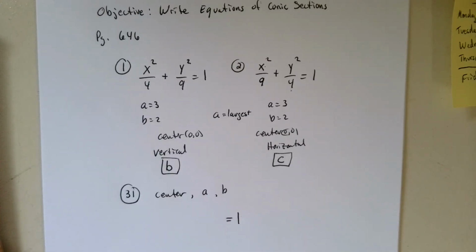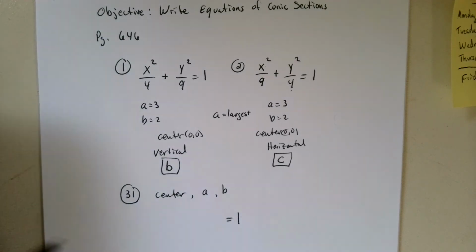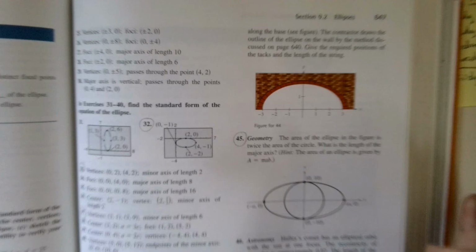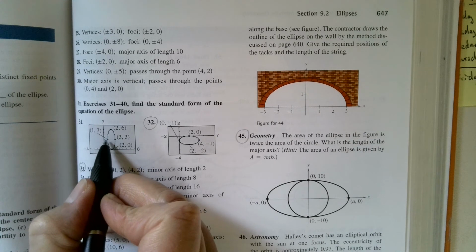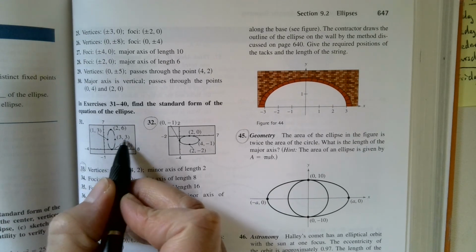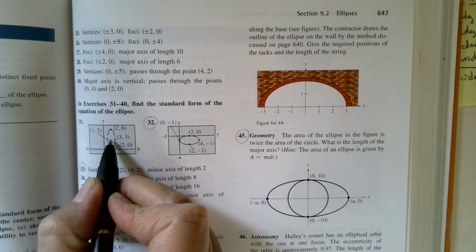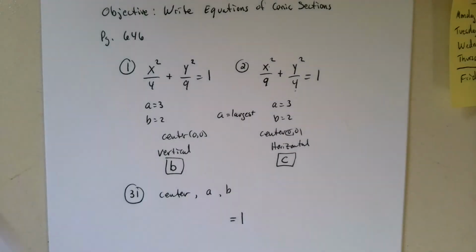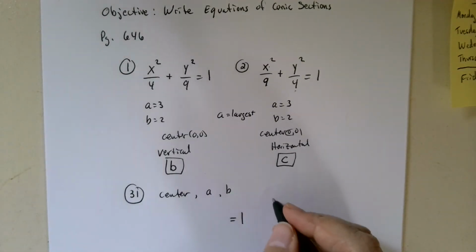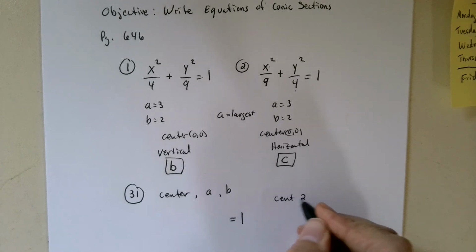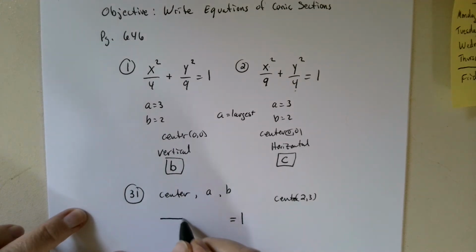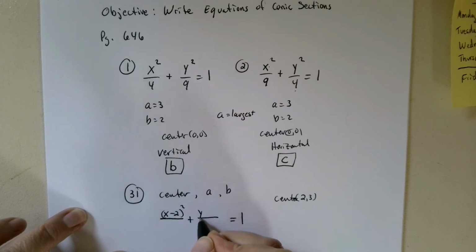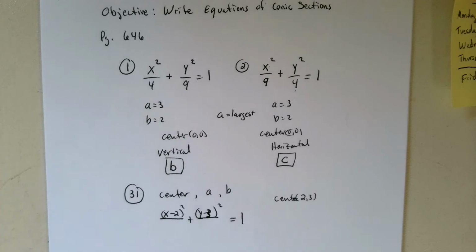All right, so when you look at your graph of your picture, you can see that the center is between these 2 points. We've got 1, 3 and 3, 3. So right in the middle is 2, 3. So the center is going to be 2, 3. So again, I'm going to go ahead and do the easy parts. So that's going to be x minus 2 and y minus 3 squared.